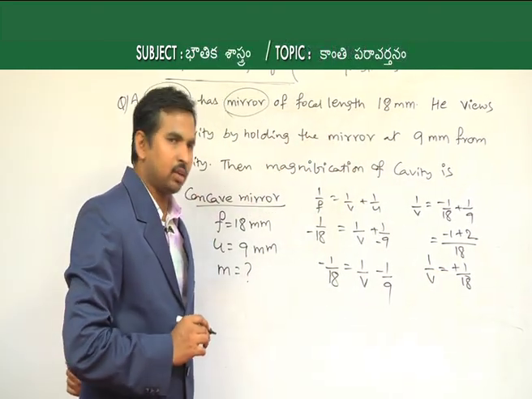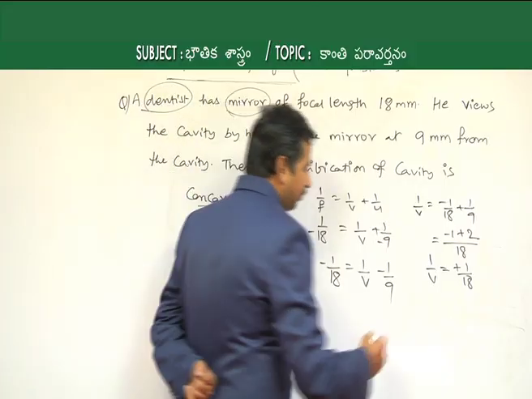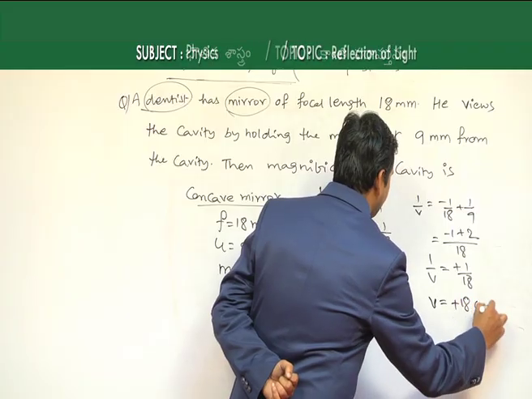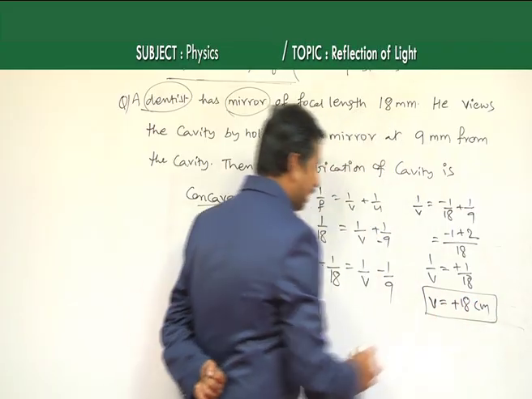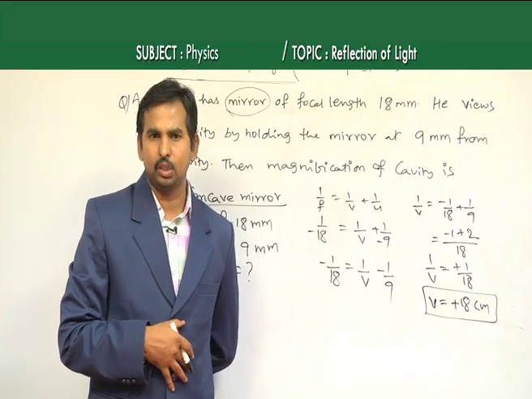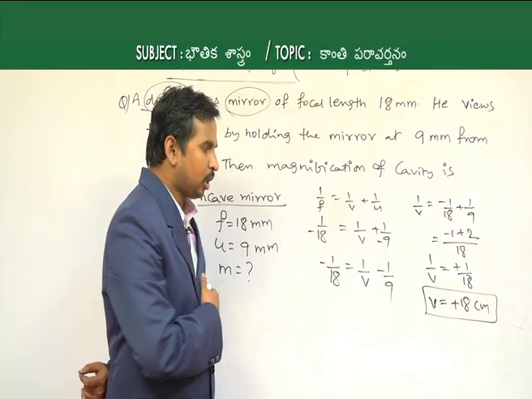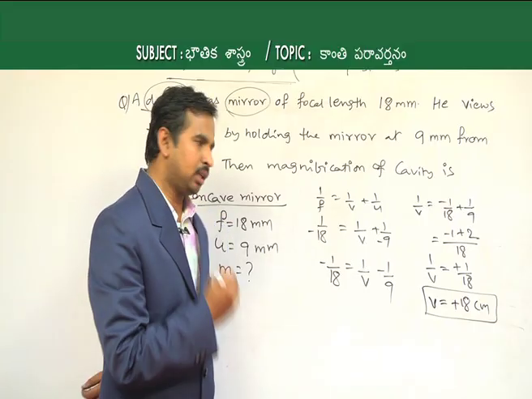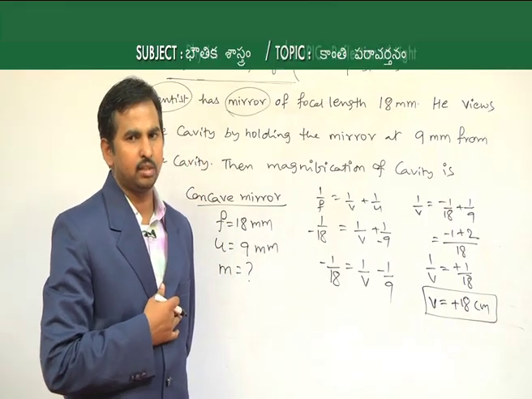Then as 1 by v is plus 1 by 18, v becomes plus 18 centimeters. Here you have to observe that plus 18, and that plus represents a virtual image. And not only that, the image distance we got is 18 centimeters, which is behind the mirror, so we are getting the image at 18 centimeters behind the mirror.